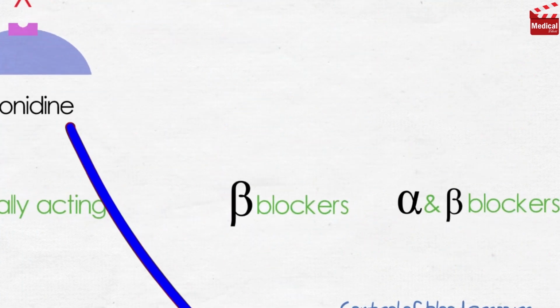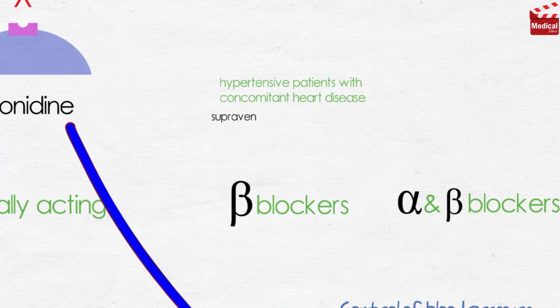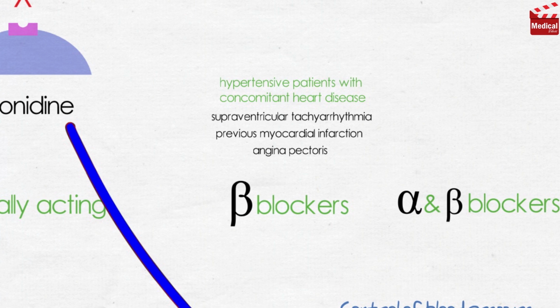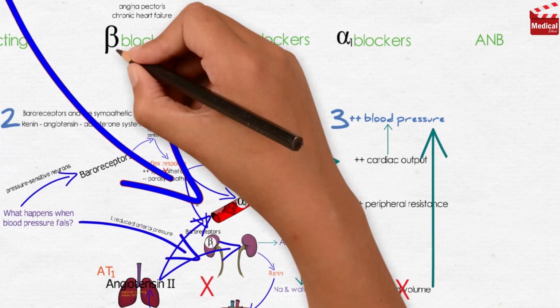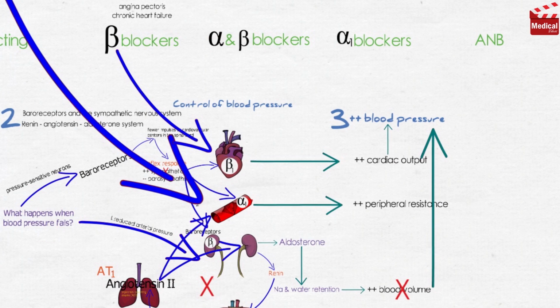Now let's move to the beta blockers. Beta blockers are a treatment option for hypertensive patients with concomitant heart disease, such as supraventricular tachyarrhythmia, previous myocardial infarction, angina pectoris, and chronic heart failure. The beta blockers reduce blood pressure primarily by decreasing cardiac output, by blocking beta-1 receptors in the heart. They also block beta-1 receptors in juxtaglomerular cells in kidneys, so inhibit renin release, thus decreasing the formation of angiotensin II and the secretion of aldosterone.